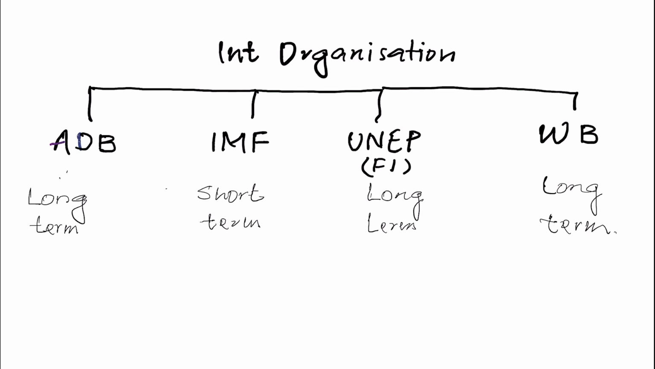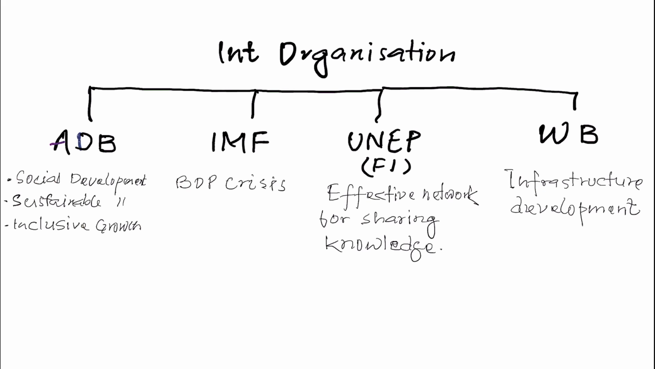Now when you look at the provisions or the functions of these banks, you will find ADB extends loans for the long term, IMF extends loans for the short term, UNEP again extends loans for the long term, and World Bank also extends loans for the long term. Now when you see ADB, they give assistance if the project is based on social development, sustainable development, inclusive growth. So these all are based on long-term projects.